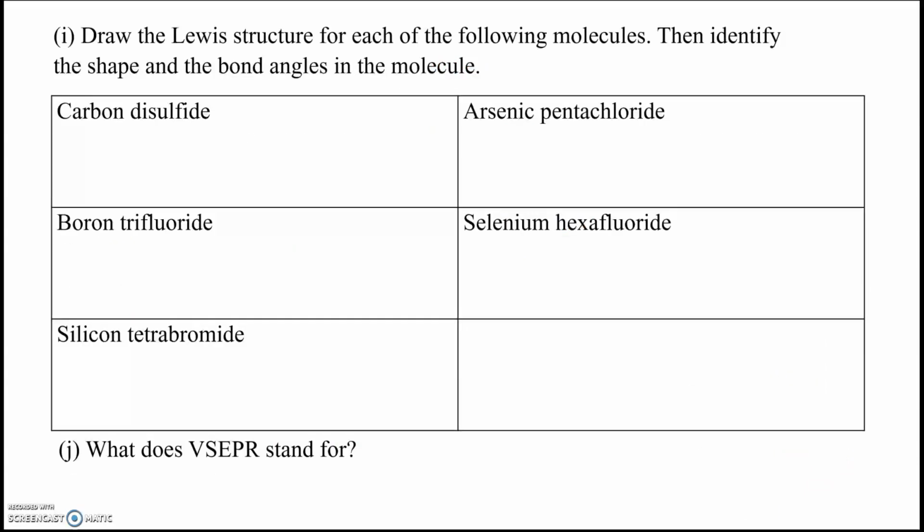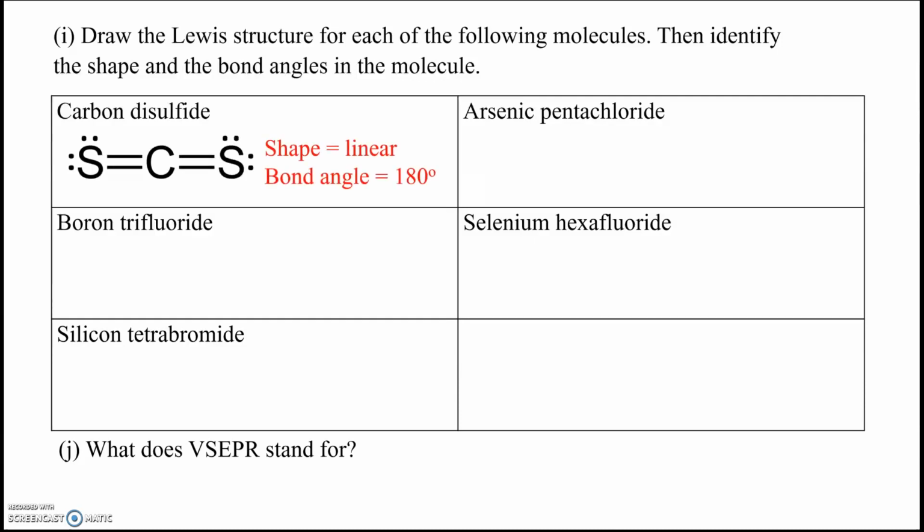All right, now we want to draw the Lewis structure for each of the following molecules, and we want to identify the shape and the bond angles. If we take a look at carbon disulfide, this has a symmetrical shape, and the shape is linear, and so of course the bond angle for a linear molecule is going to be 180 degrees. When we look at boron trifluoride, we see we've got a different sort of shape. This is going to have the familiar trigonal planar shape where the bond angle is 120 degrees.